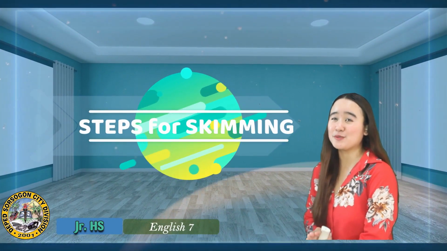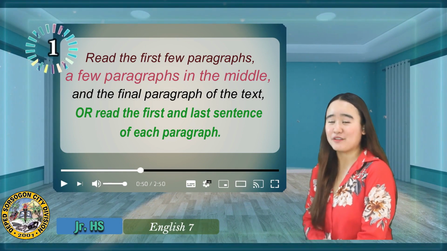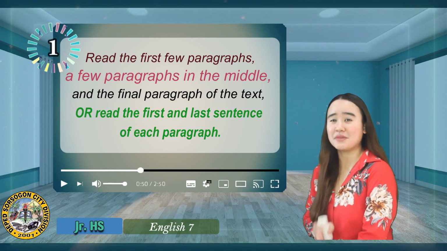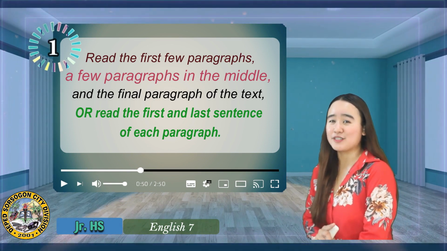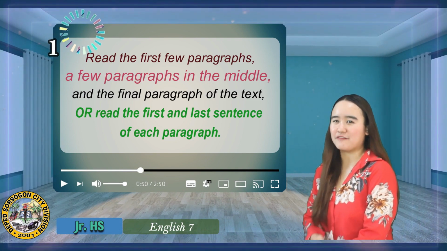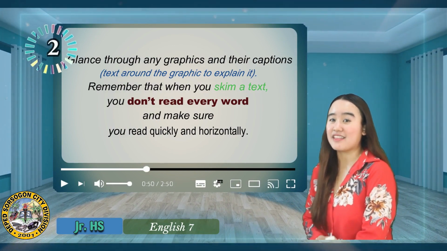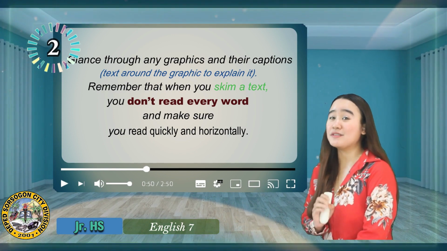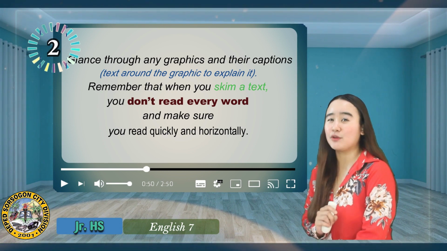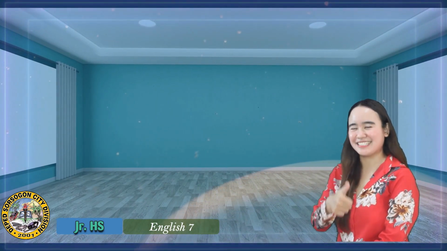Here are the steps to do skimming. Number 1, read the first few paragraphs, a few paragraphs in the middle, and the final paragraph of the text, or read the first and last sentence of each paragraph. Number 2, glance through any graphics and their captions. Remember that when you skim a text, you don't read every word, and make sure you read quickly and horizontally. Are the steps clear? Good!